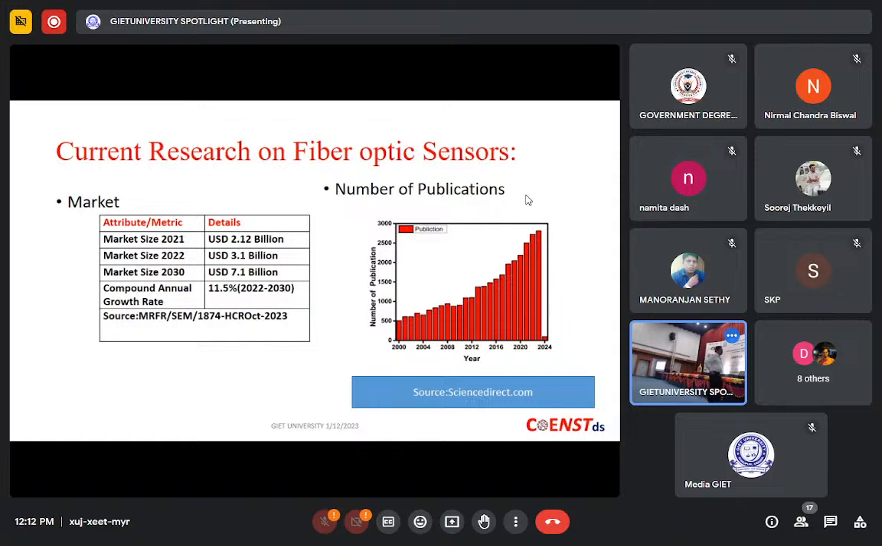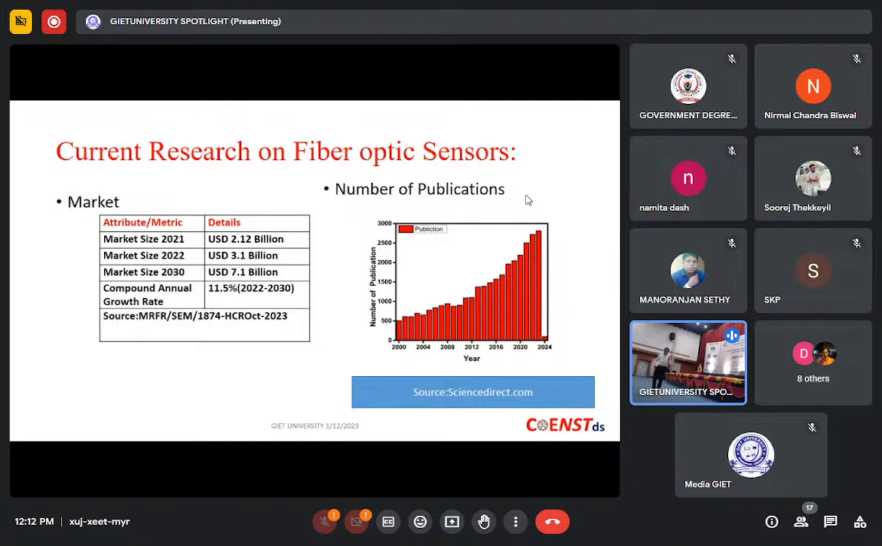So if you see this, you can understand the market size of fiber optic sensors in 2021. This is 2.12 billion USD, of course. And the market size in 2050 is expected to be 7.1 million USD.